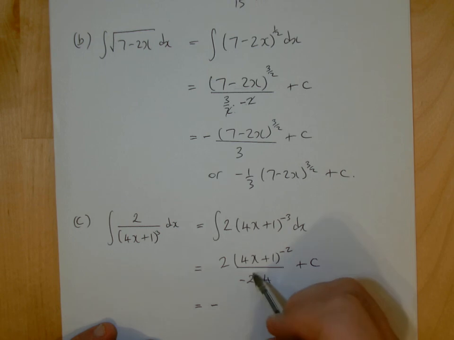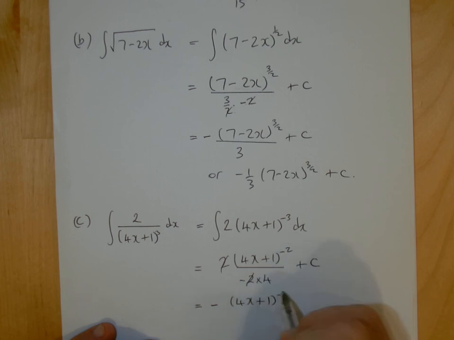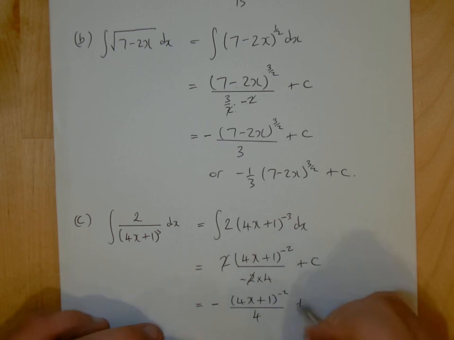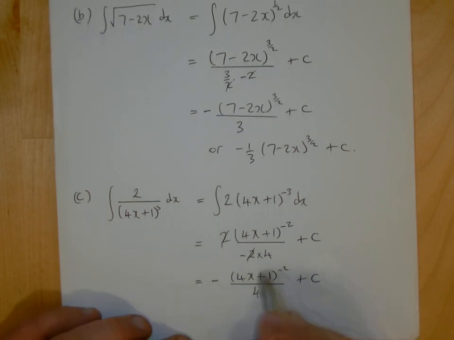The other way of thinking of it is these 2's will cancel. So I get a quarter, so essentially I've got 4x plus 1 to the power minus 2 divided by 4, plus my constant. And we're done. We've got our answer there.